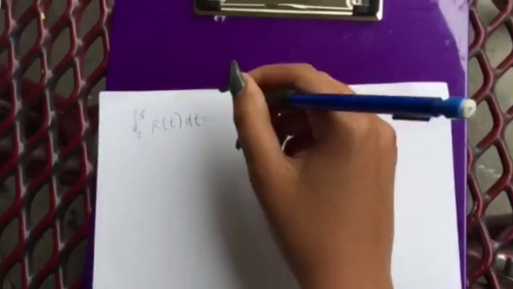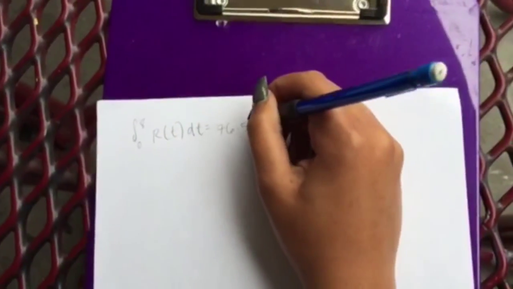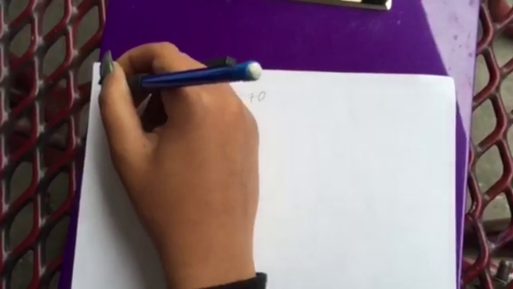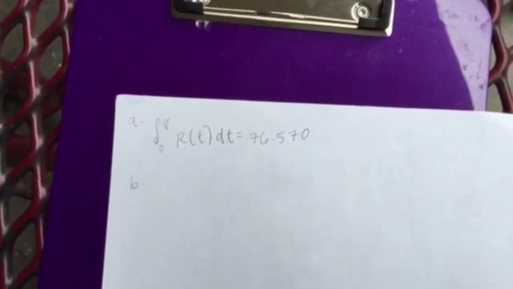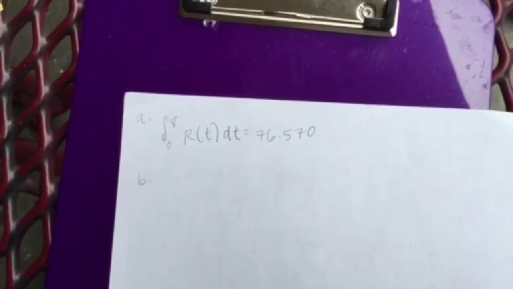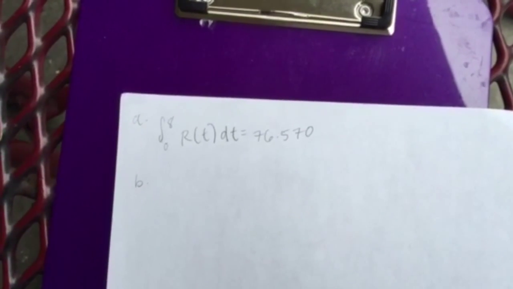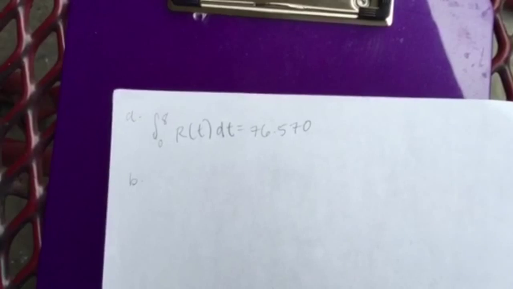And once you plug that into the calculator, you get 76.570. That was A. B is asking, is the amount of water in the pipe increasing or decreasing at time t equals 3 hours? Give a reason for your answer.